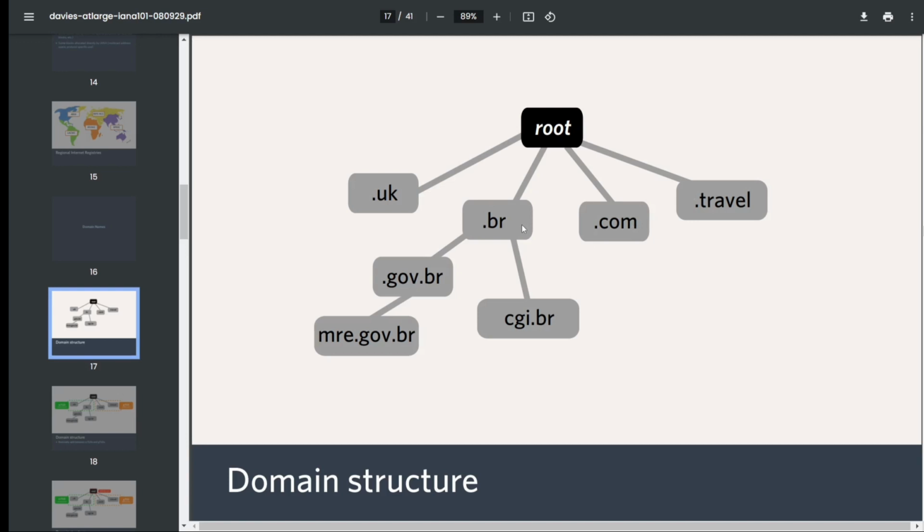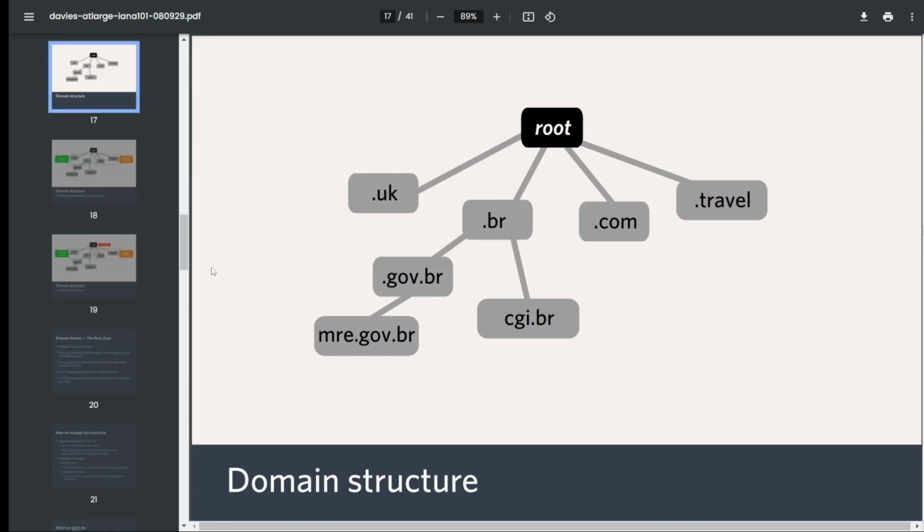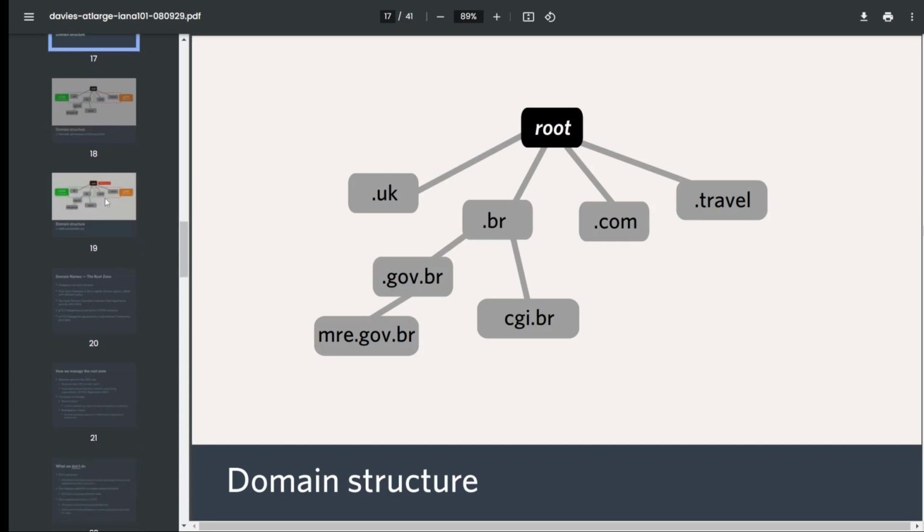We have .co for company, startups, etc. We have different domains, right? We have the .org domain and many more. So these services are also provided by IANA.